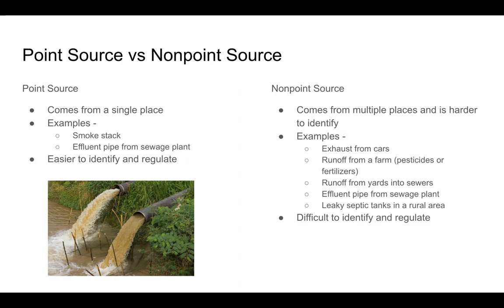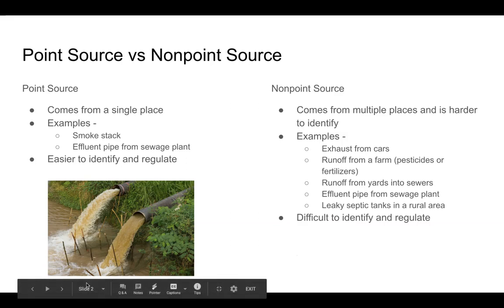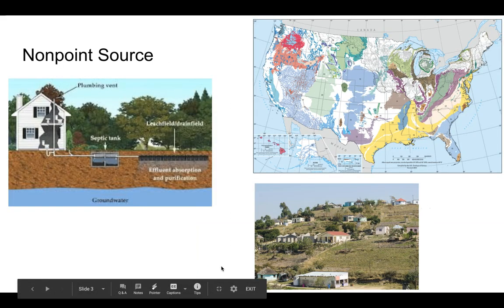These are the main ones. Ignore that effluent pipe from a sewage plant because that is incorrect. That is a point source. But also the other one in there is a leaky septic tank in a rural area. And so in rural areas, actually, I'll go to the next slide. Big idea, difficult to identify and regulate. Again, effluent pipe from a sewage plant, ignore that. That is a point source. And so next slide here, non-point source.